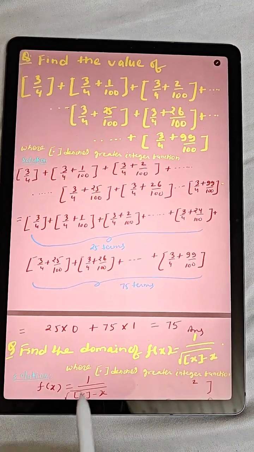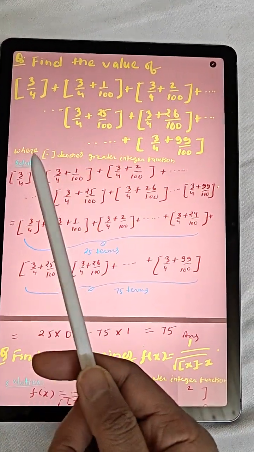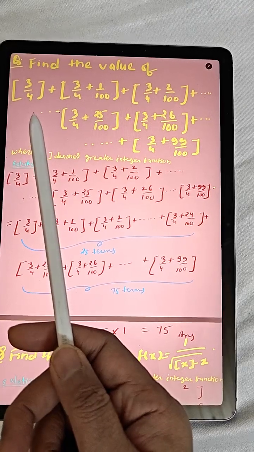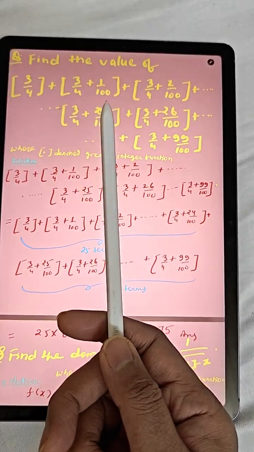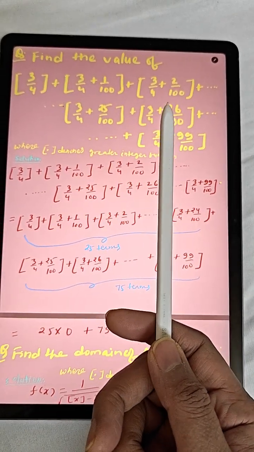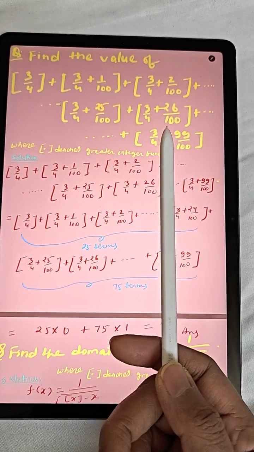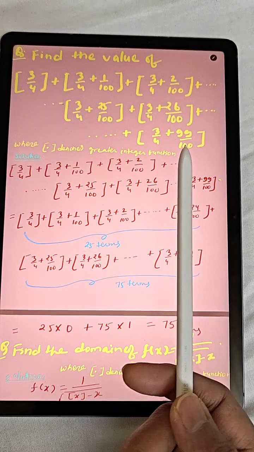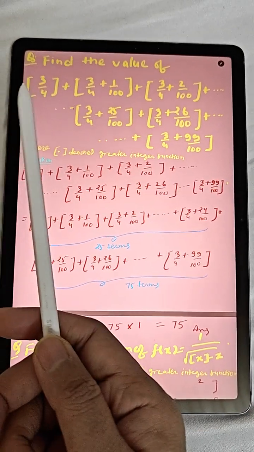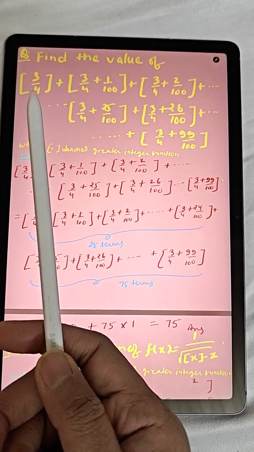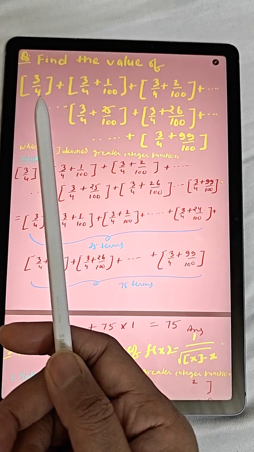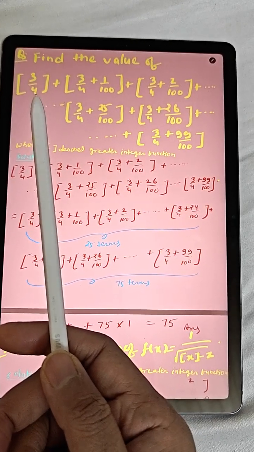Today I am going to discuss the sum from the greatest integer function. This is like this: 3/4, 3/4 plus 1/100, 3/4 plus 2/100, up to 3/4 plus 25/100, 3/4 plus 26/100, up to 3/4 plus 99/100. And all these square brackets denote the greatest integer function. So these terms are under the bracket.